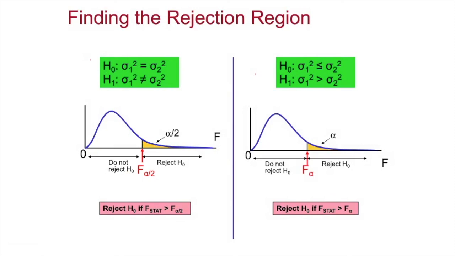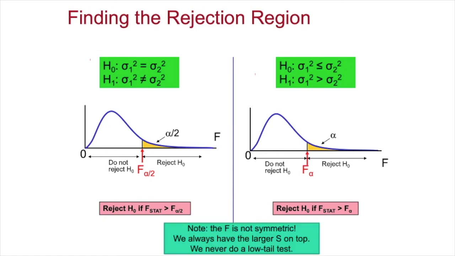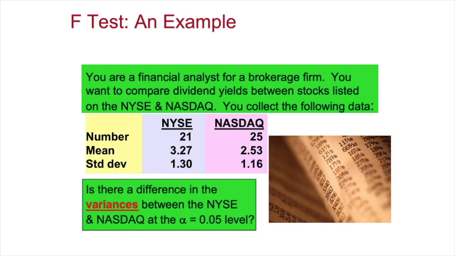But you notice one thing. Both of those are only on one tail. There are no two-tailed tests here. Why? Because the F is not symmetric. And that is the reason why we always want to have the numerator being bigger than the denominator, because in that way we ensure that we are only looking at numbers that are greater than 1, and we are always looking on the same side of the distribution. So we will never do a low tail test.